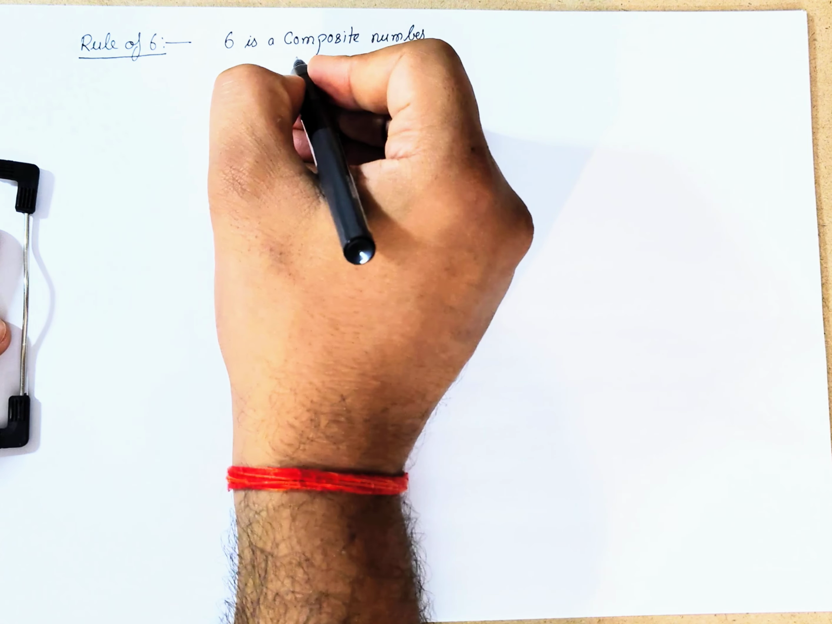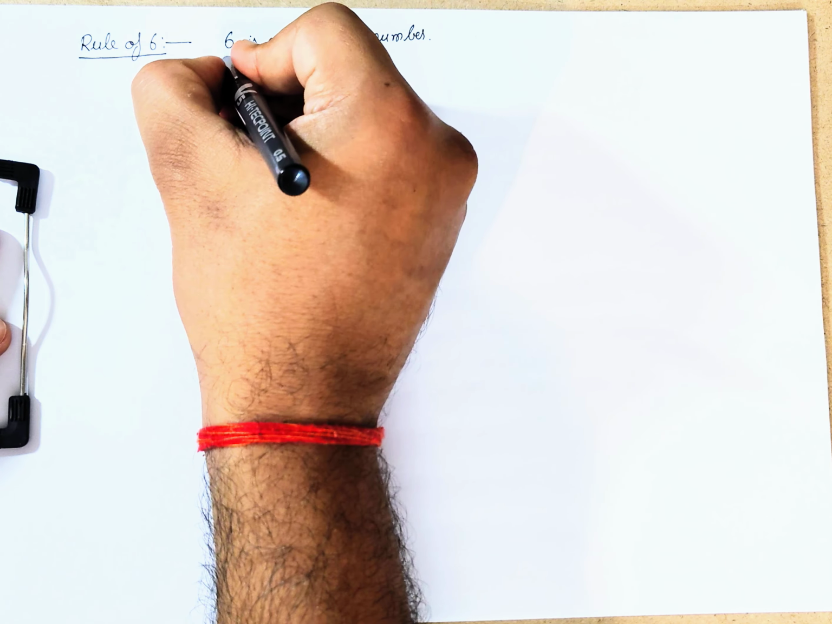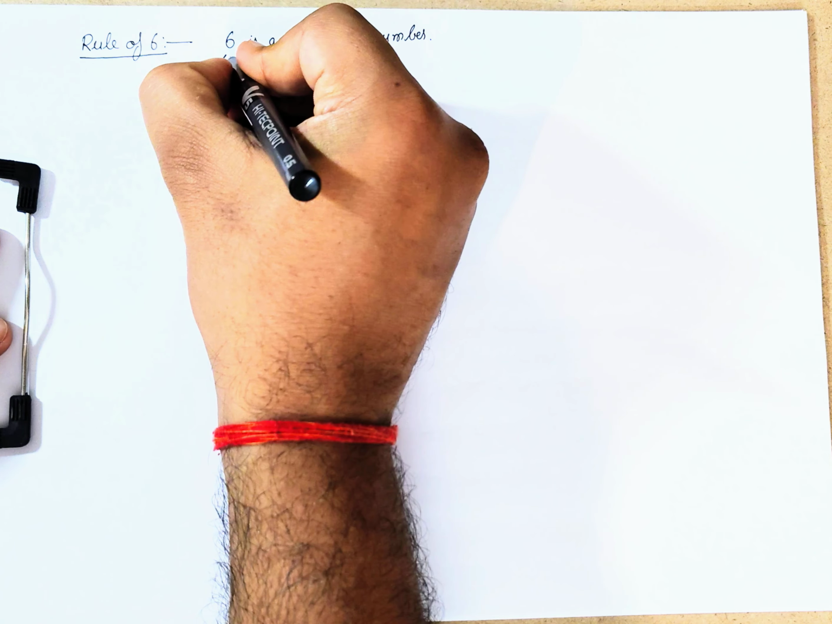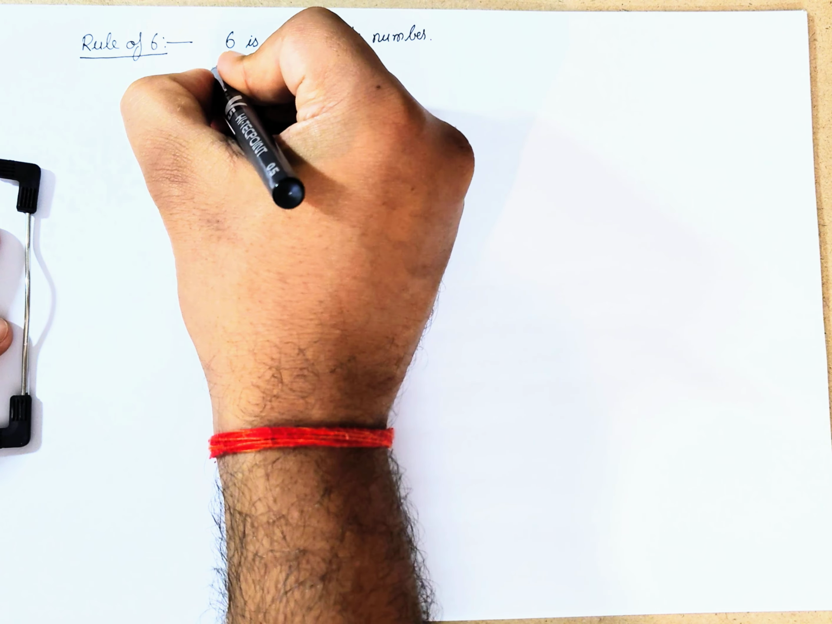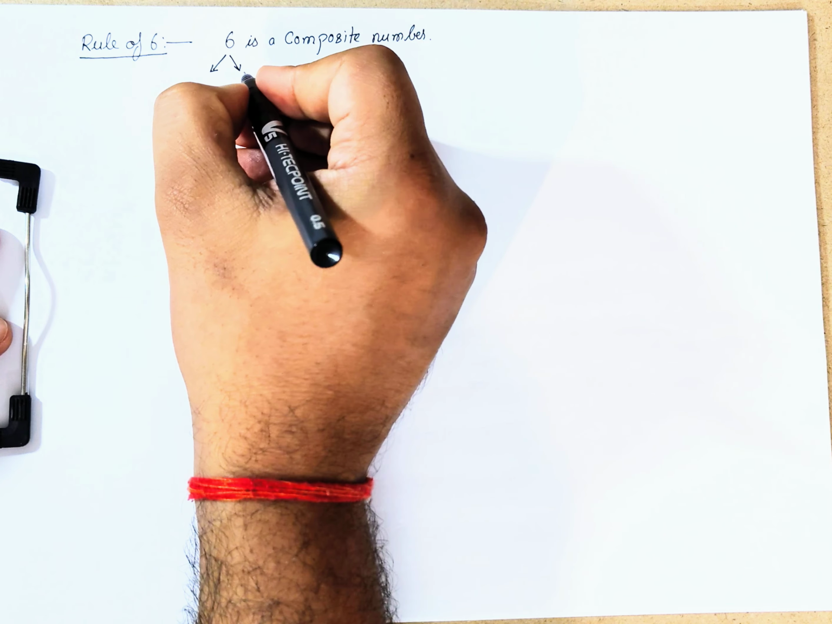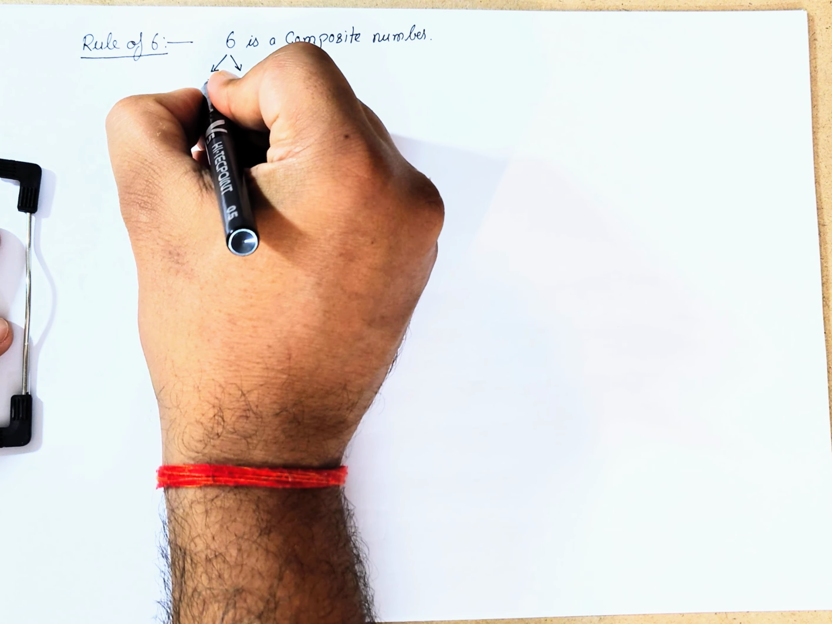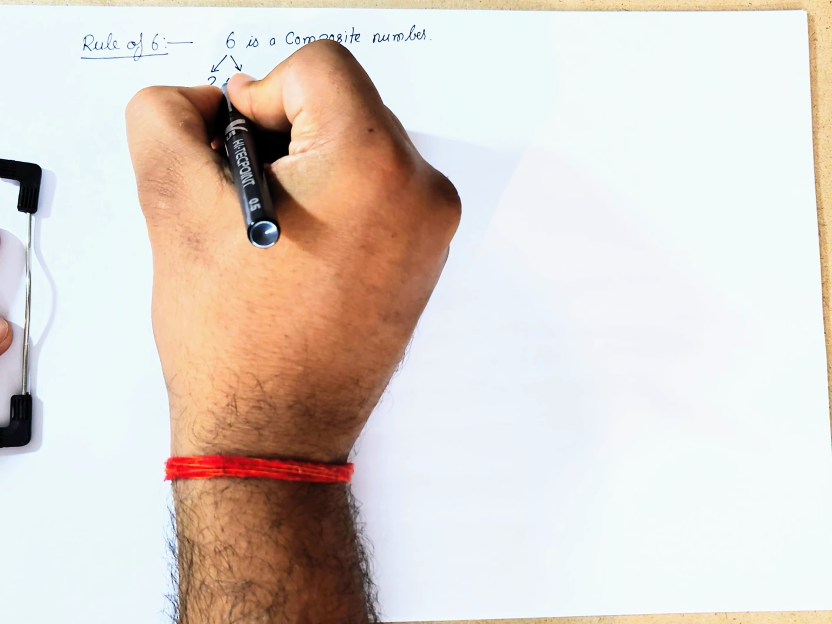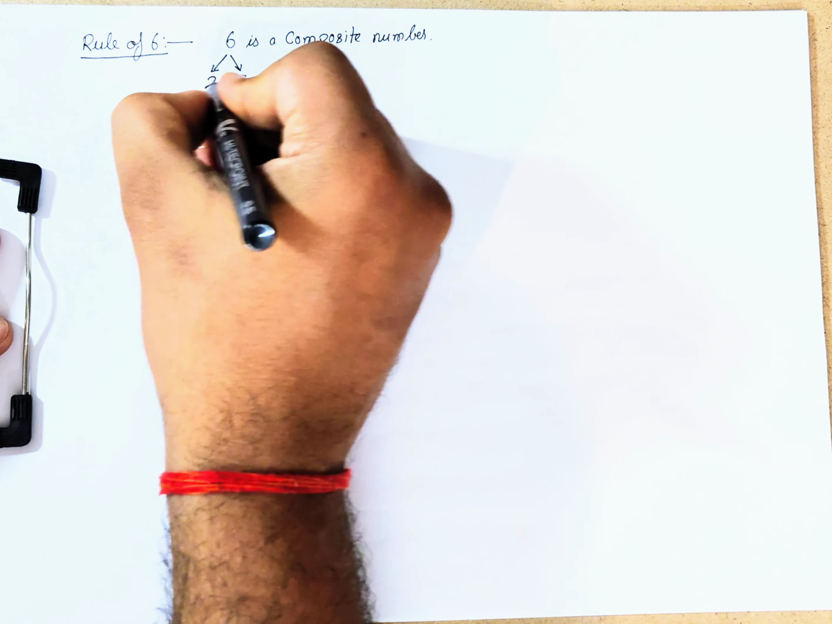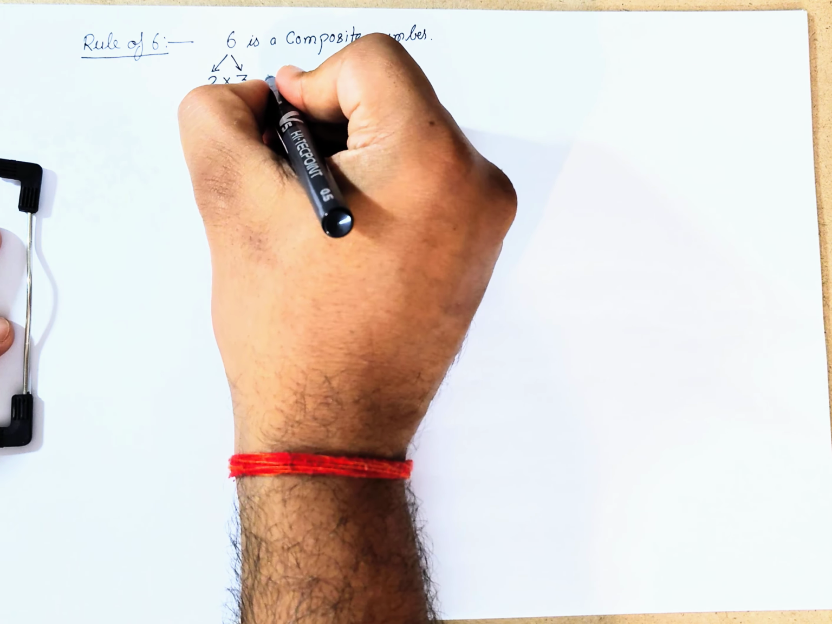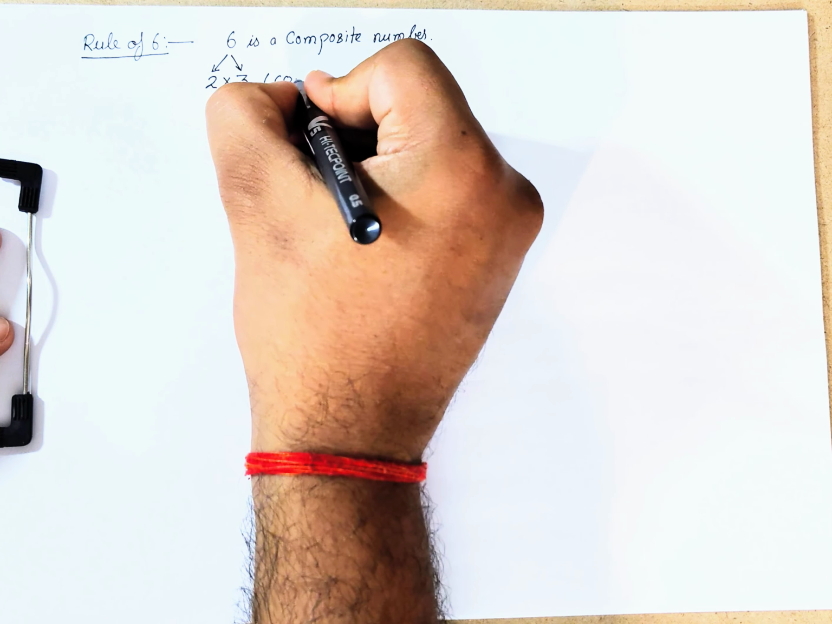We studied this in the last episode. Now we will divide this composite number into two parts, or we'll take the factors of this composite number in such a way that they form co-prime numbers. So we can write 6 as 2 into 3, and we know that 2 and 3 are co-prime.